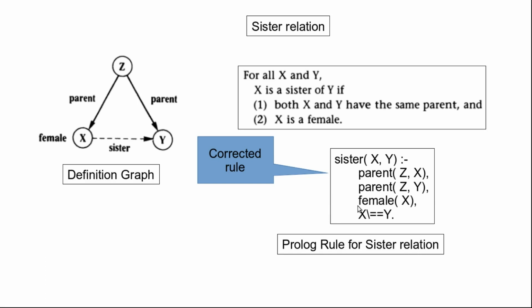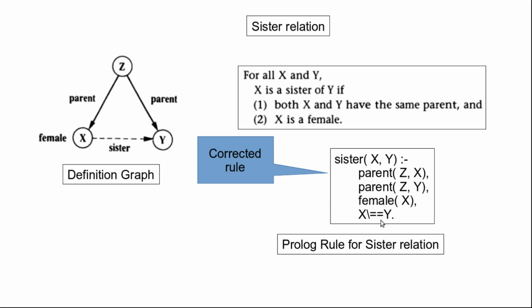And this is how we will try to fix the problem. So not only should we have a common parent and X should be female, and it should be the case that X is not equal to Y. So the meaning of this line here is X is not equal to Y. So Pat cannot be the sister of Pat. So we want to discard that possibility, and for that reason we have put that X should not be equal to Y. It should not be the same object.